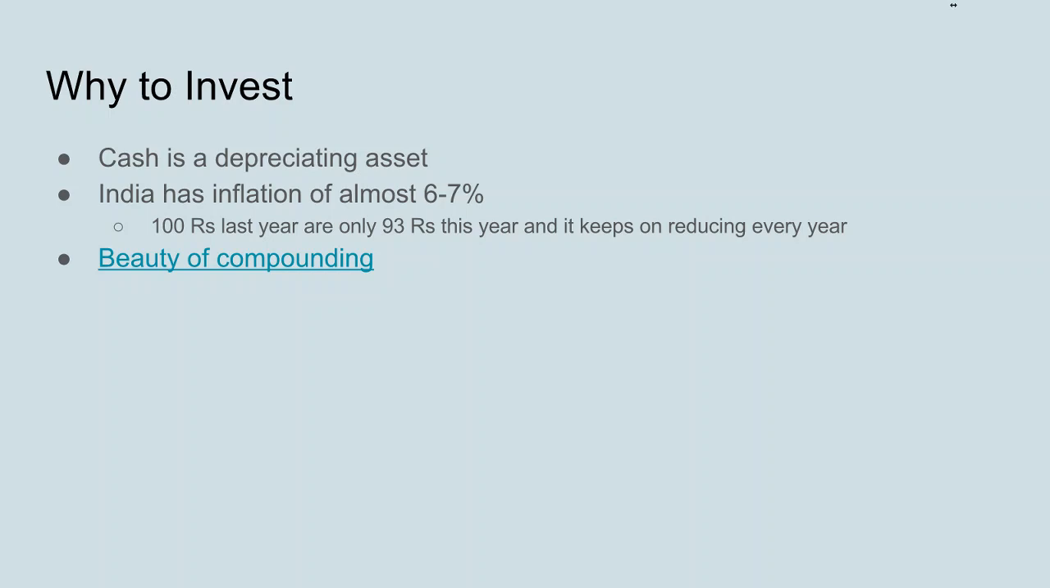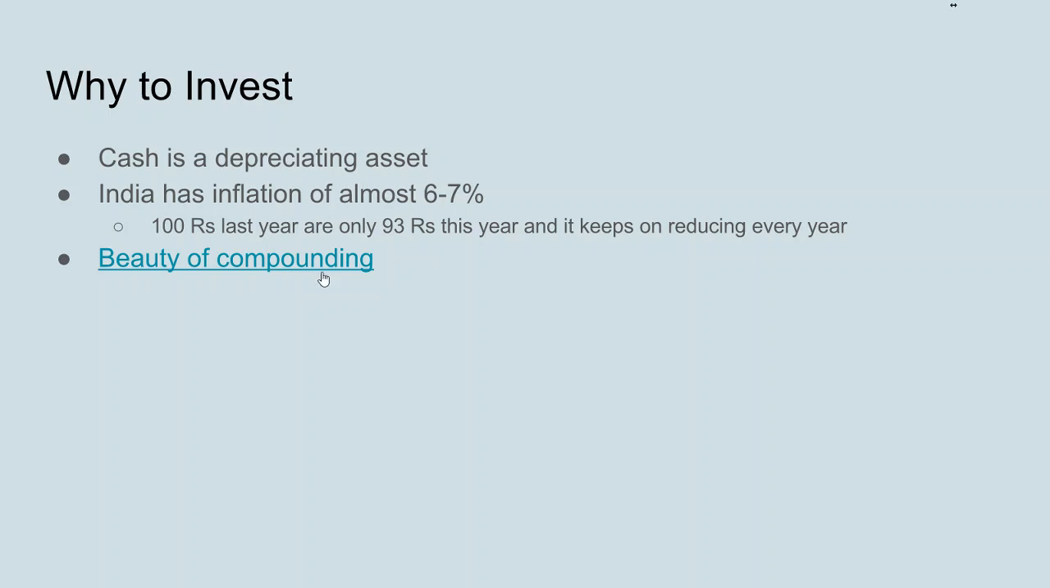The most important thing to keep in mind is cash is a depreciating asset. When I say depreciating asset, what you could buy for 100 rupees last year, you will not be able to buy today. Whatever used to cost 93 rupees last year costs 100 rupees today. So if you save cash, the value of that cash is continuously going down. In India, it's between 6, 7, 8% inflation that we are living in.